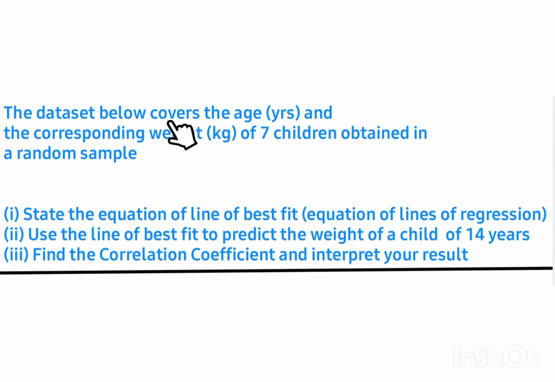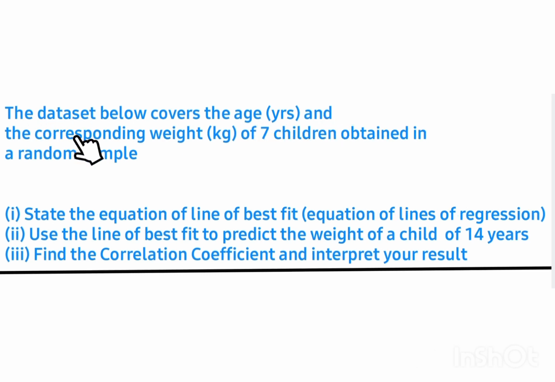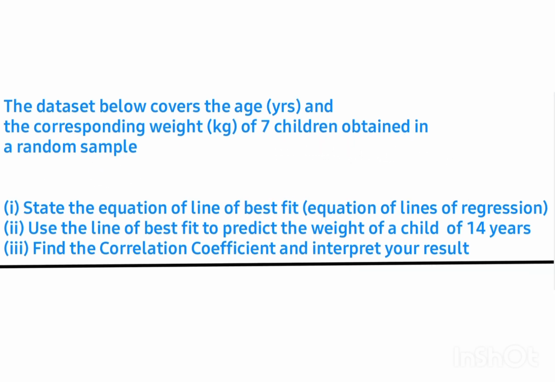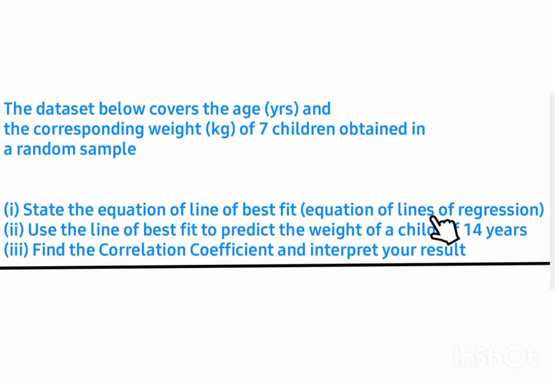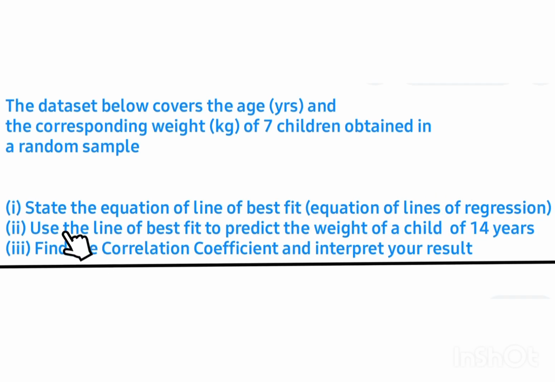The data set below covers the age, in years, and the corresponding weight in kilograms of 7 children obtained in a random sample. The question says, state the equation of line of best fit, also known as equation of lines of regression. Number 2 question says, use the line of best fit to predict weight of a child of 14 years. Number 3 question says, find the correlation coefficient and interpret your result.